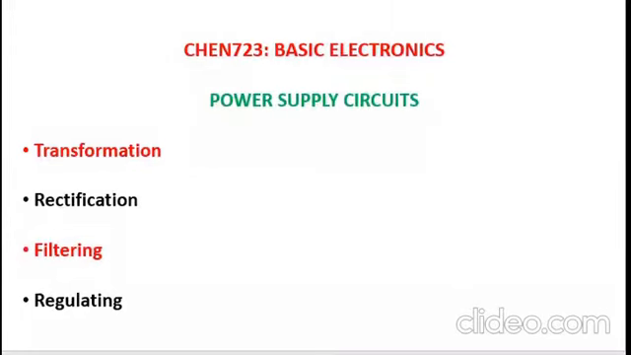And in the process of doing that, we have 4 steps. The first one is transformation. The voltage that comes from the main supply is around 220 to 240. So we have to use a step down transformer to reduce it to 10, 12, 15, 20, depending on the voltage requirement in the DC system.